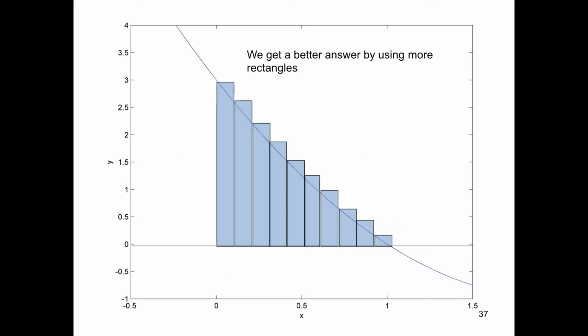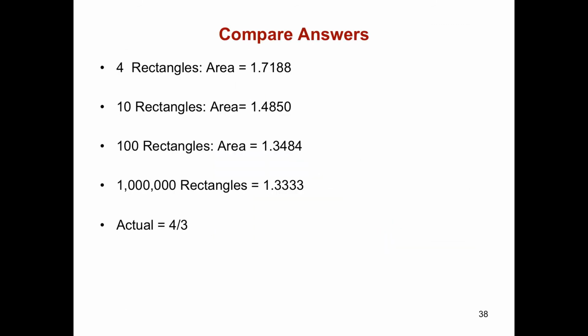So here, these are my smaller boxes. And if I did this outside, so if I had 4 of those rectangles, the area would be 1.72. If I had 10, the area would be 1.4485 and so forth. 100, 1.3484. A million would give me 1.3333, and to 4 decimal places, I actually cannot find the difference between this number and 4/3.